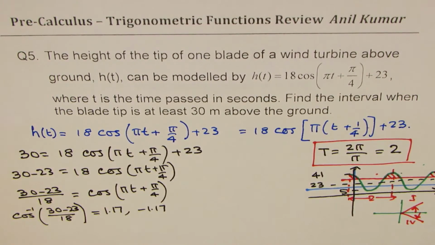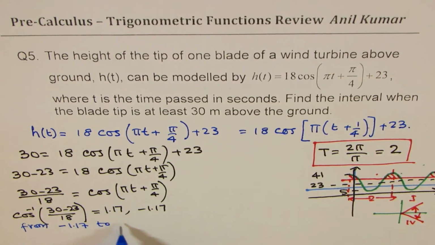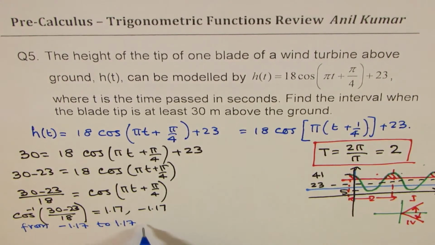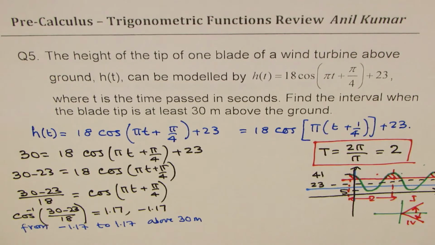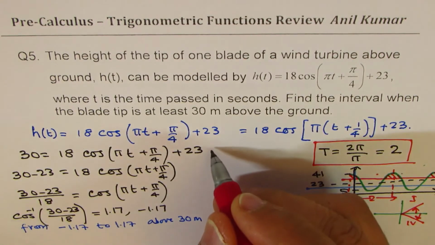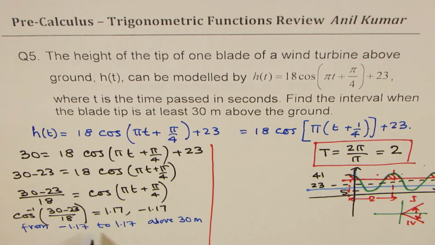So what we are trying to say here is that from minus 1.17 to 1.17, it is above 30 meters. Is that clear? Perfect. So that is what we are trying to say from here. Okay. Now, this value of theta is actually pi t plus pi by 4. So it is not t. So we have to now calculate t based on these two values.